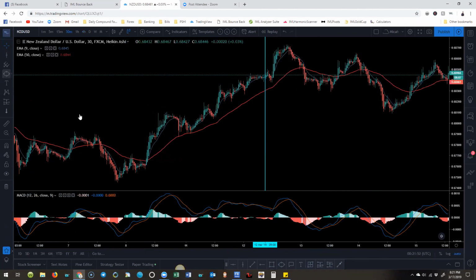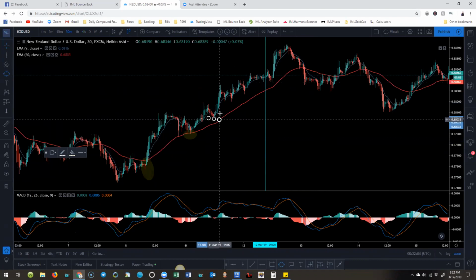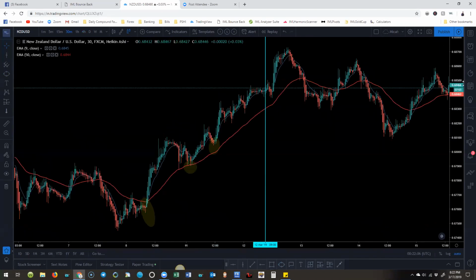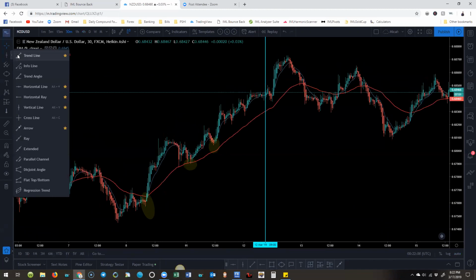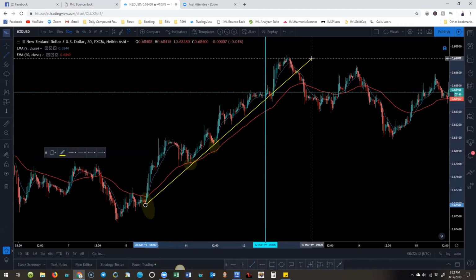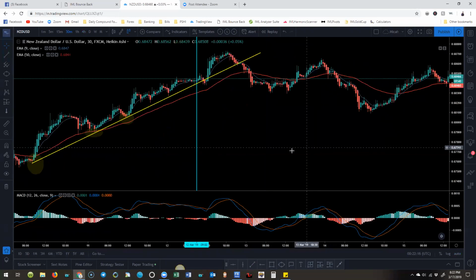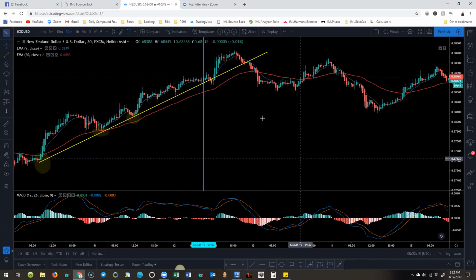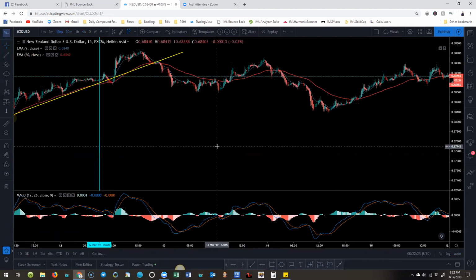Now, let's play connect the dots. You got this. Right, there you go. Now we draw our trend line. Connect the dots. And there we go. You can see at the same time, right? So now from the 30-minute, we drop to the 15 for our entry.